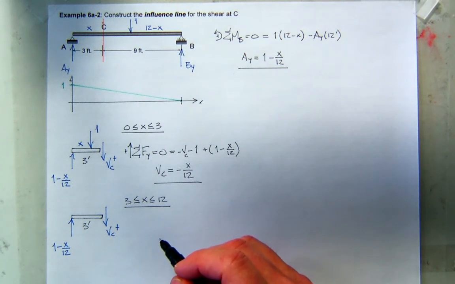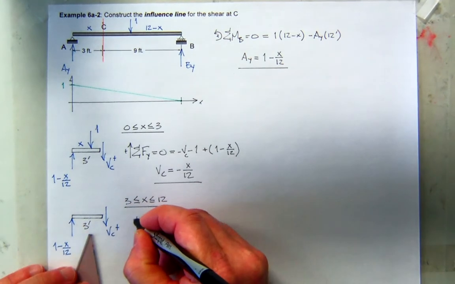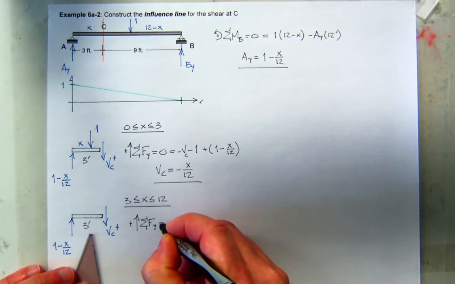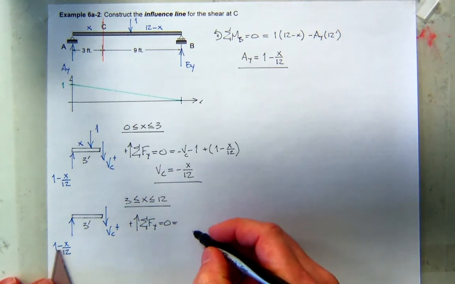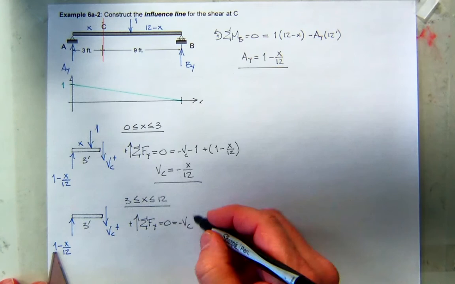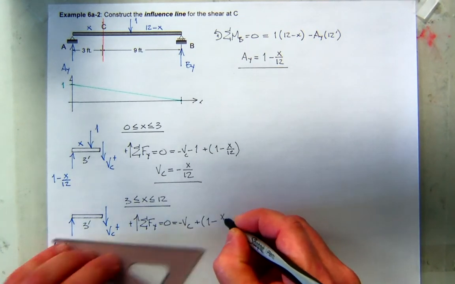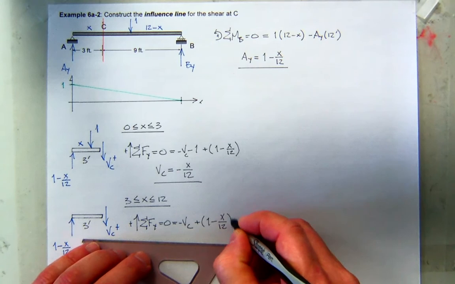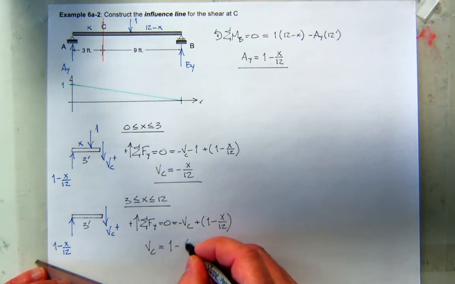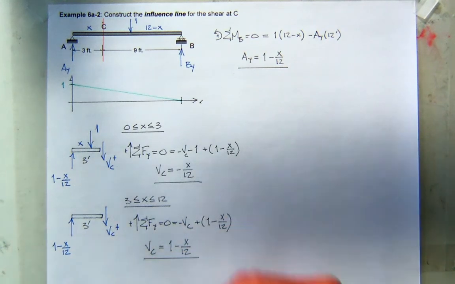We got it. So now what do we do? We sum forces in the y direction. So still, I have my shear at C down. I don't have another load here, but I have this one acting up. Plus 1 minus x over 12. So my shear at C for this one is equal to 1 minus x over 12. I just need to plot this.